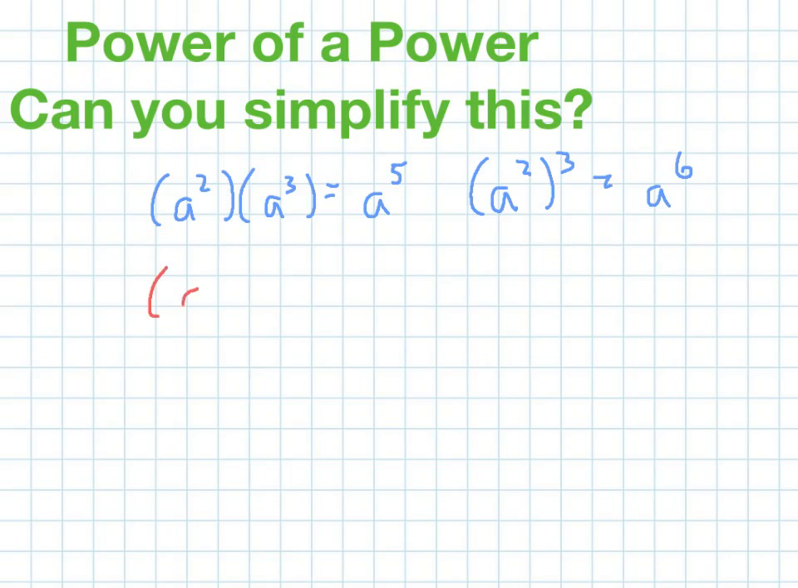If I take c to the negative 3 times c to the 7th, I will get c to the 4th, but c to the negative 3 to the 7th is equal to c to the negative 21st. What happens with this power of a power rule?